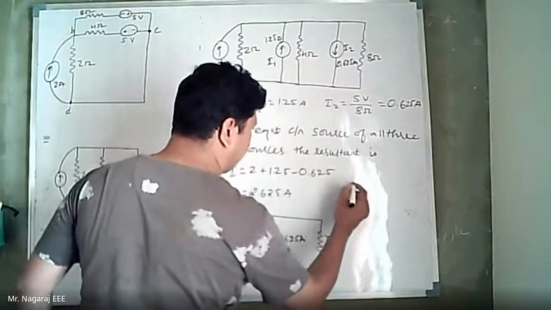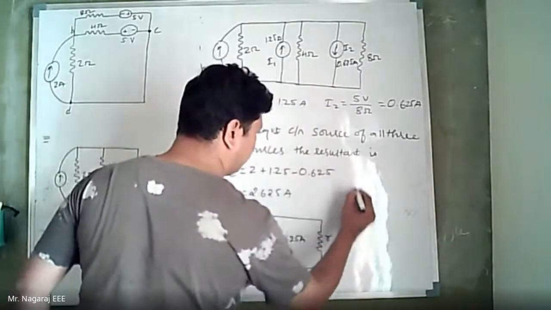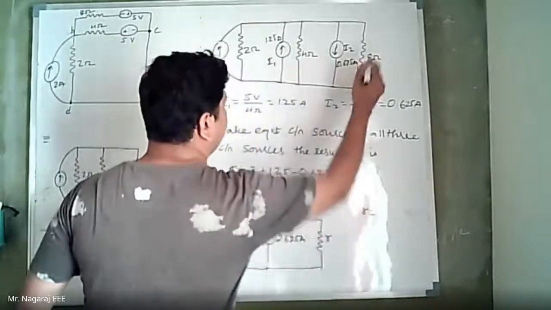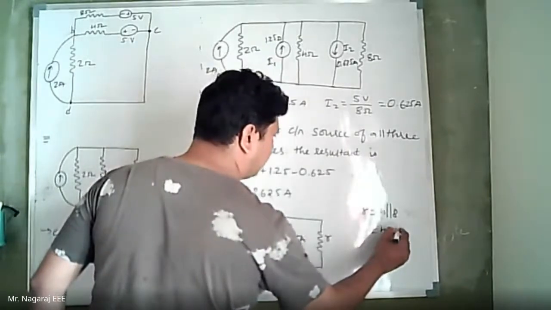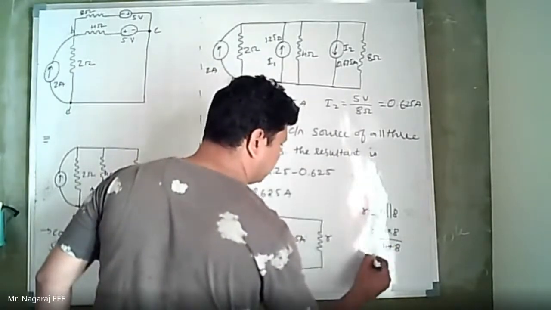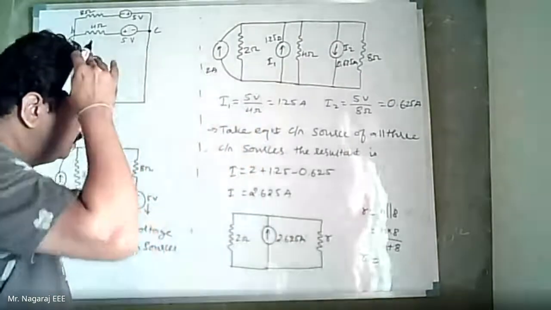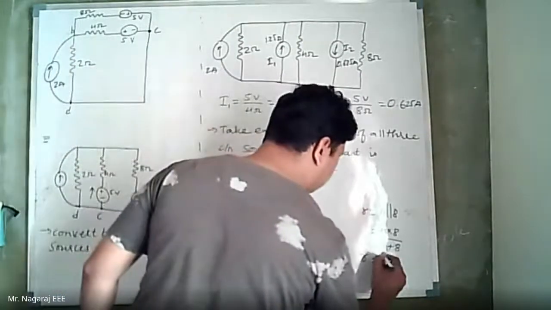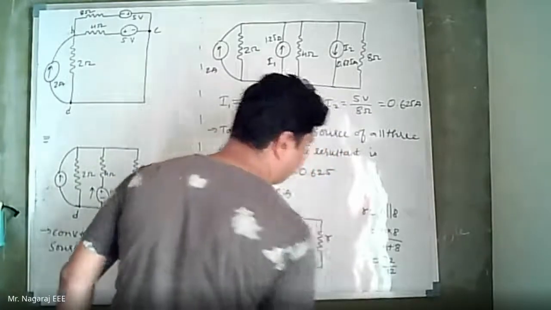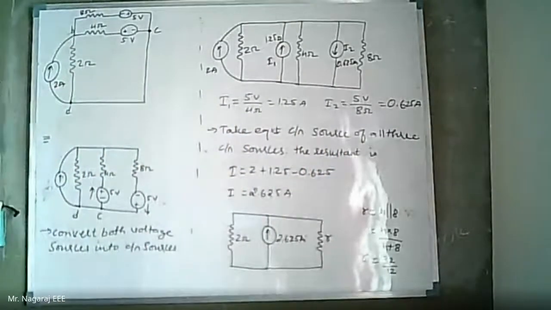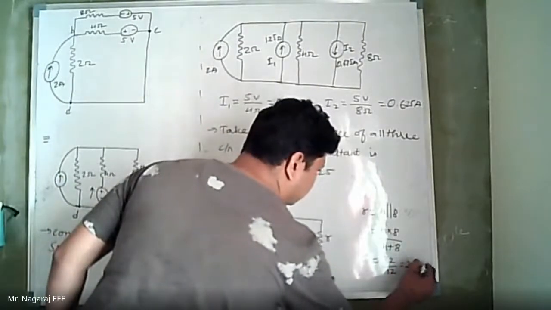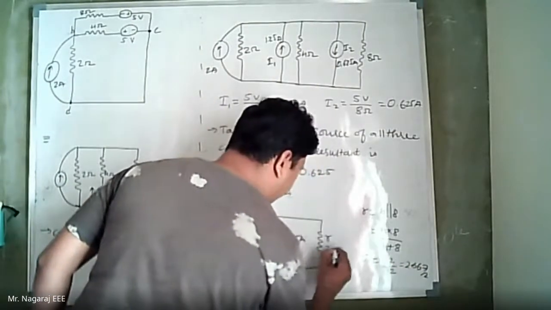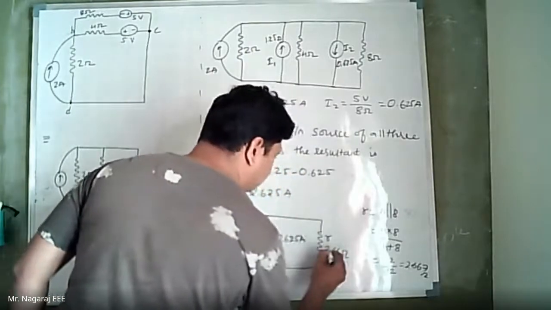Now I will take only the equivalent of the 4 ohm and 8 ohm. So this R is 4 ohm parallel 8 ohm, which is 4 into 8 divided by 4 plus 8, so 32 divided by 12, which is 2.66 ohms.